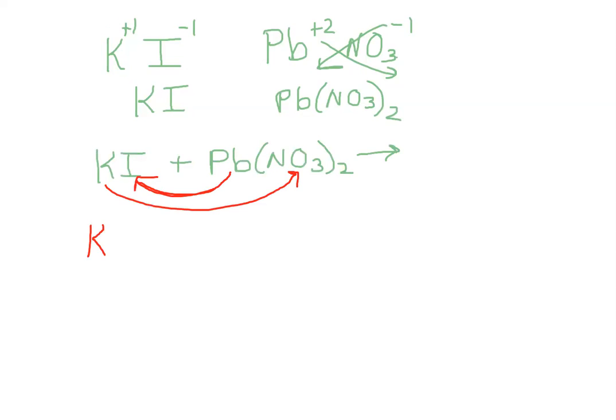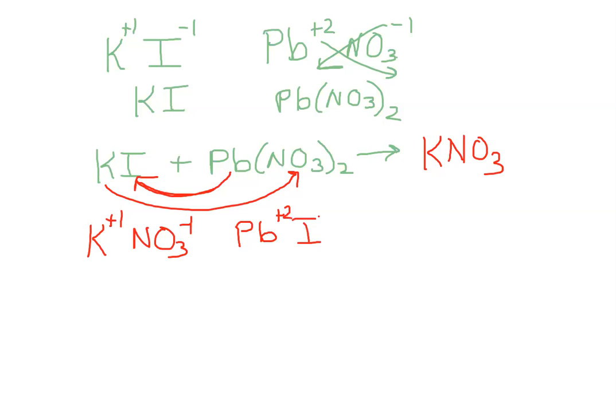So now we have potassium and nitrate, and this is +1, -1. So that becomes KNO3. And we have lead and iodine, and lead is +2 and iodine is -1. So that becomes, whoops, lead, let me write that a little better. That becomes lead iodide, like that, with a 2, because the 2 went over there.